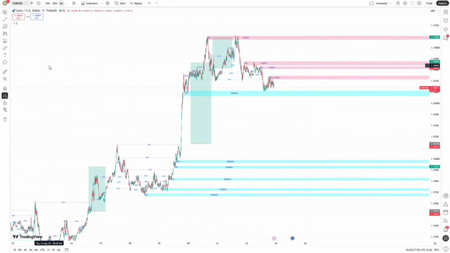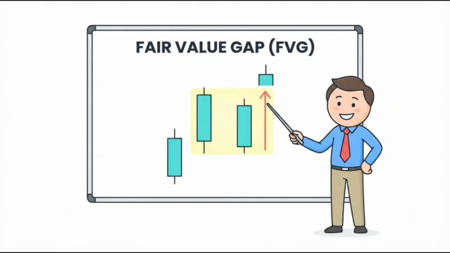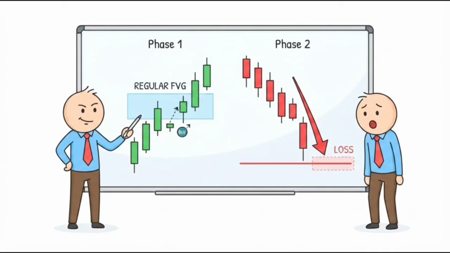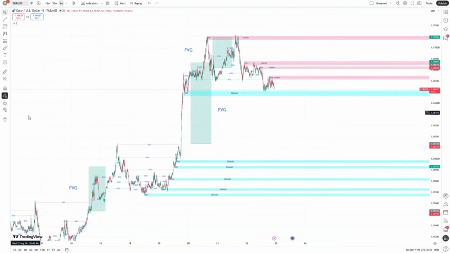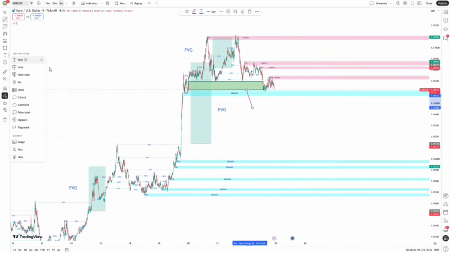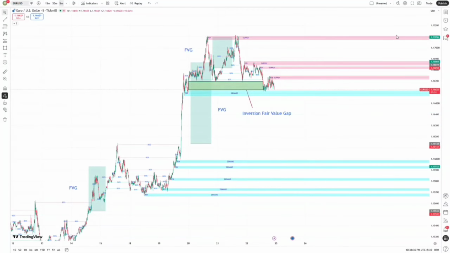One of the most popular and powerful concepts in the trading world is the smart money concept, or SMC. And whenever we discuss SMC, a topic that constantly comes up is the fair value gap, or FVG. Do you know where the problem lies? Many of us try to trade simply by identifying regular FVGs and end up taking losses. Because professional traders use an advanced concept alongside regular FVGs known as the inversion fair value gap, or IFVG.